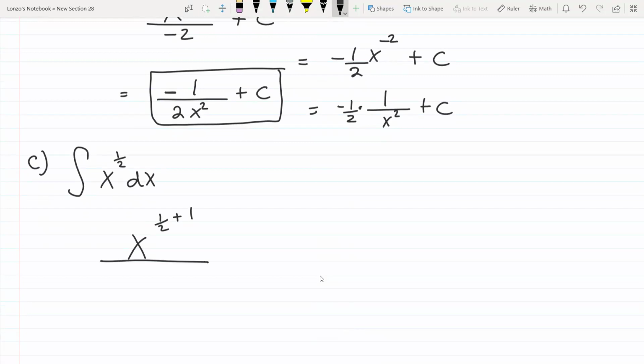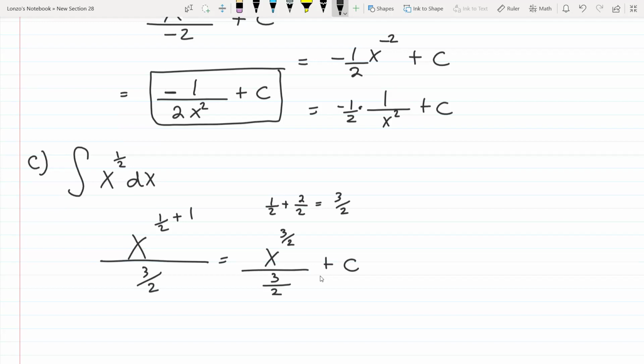So what is 1/2 plus 1? Because we're dealing with fractions, I can rewrite 1 as a fraction, 2 over 2. So 1/2 plus 2 over 2 is 3/2. So I'm going to divide by 3/2. This could be expressed as x to the 3/2 divided by 3 over 2, plus c.